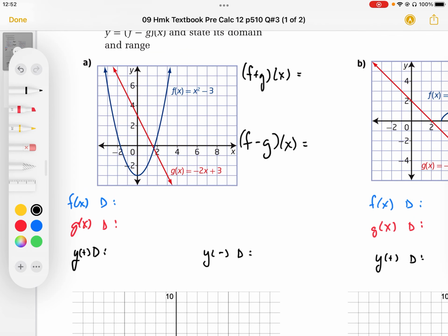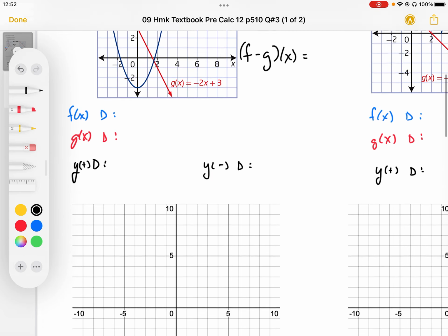So I have x squared minus 3, and then I'm going to add it to negative 2x plus 3. Well, I'm going to end up with x squared minus 2x, and then the plus 3 minus 3 cancels out. So in this case, I know this is a parabola. Okay, it's got zeros at 0 and 2, and it's got a vertex at positive 1 using vertex formula.